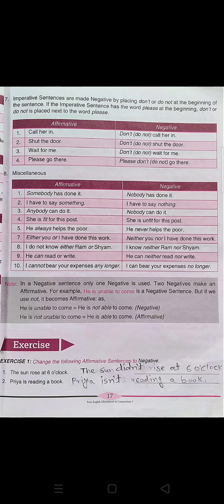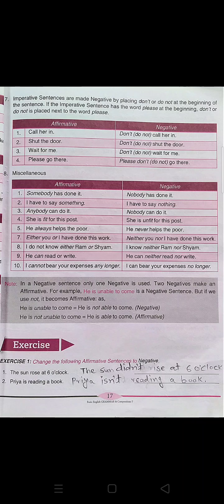Okay, so exercises here we will solve them. Okay, the sun rose at 6 o'clock. So what we will use, the main verb is in past tense here. Okay, rose is past tense of rise. Yes, rise, rose, risen. Okay, the sun rose means it is in the past tense. The sentence is in the simple past tense. So what we will use?